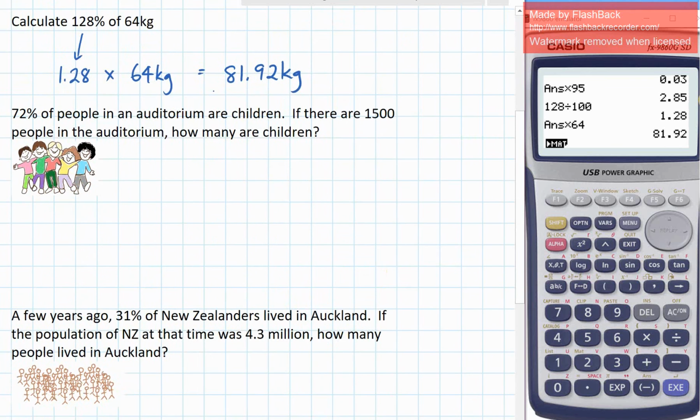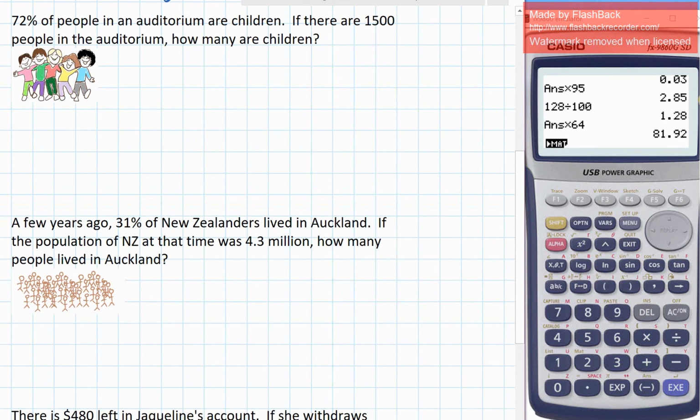Okay, let's have a look at some word problems. You could pause the video and have a go at these. How'd you go? So 72% of people in an auditorium are children. If there are 1,500 people in the auditorium, how many are children? So I am finding 72% of 1,500.